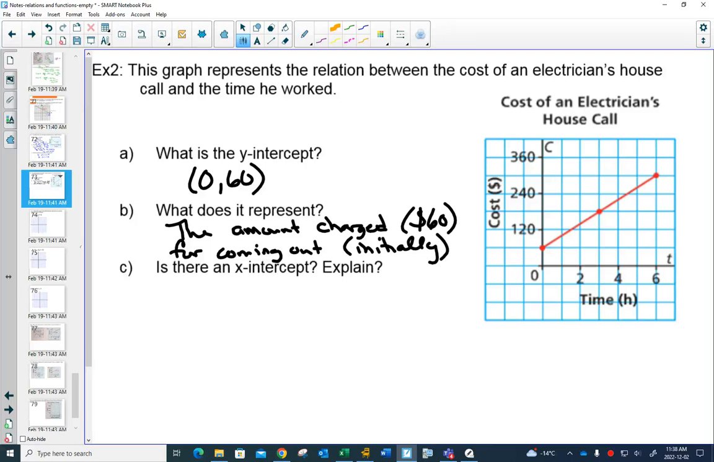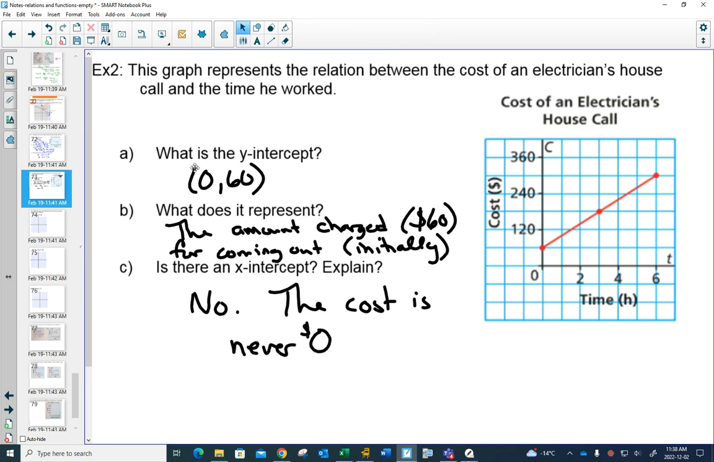Is there an x-intercept? No. Why? The cost is never 0. You get charged $60 no matter what. So cost is never 0. Are we good?